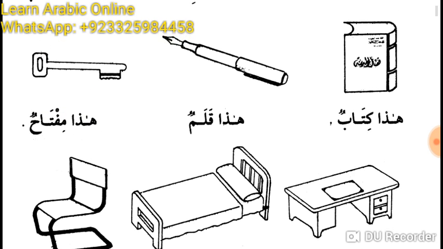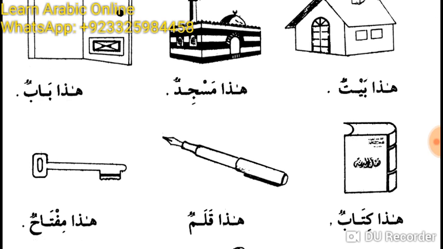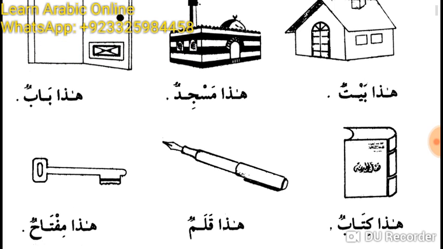Okay. So here you see that at the end of each word they have used tanween. So baitun means a house, masjidun a masjid, babun a door, kalamun a pen. Tanween is used for non-specific things. Just like in English, the article a is used for non-specific things. Similarly in Arabic, tanween is used for non-specific things, okay?